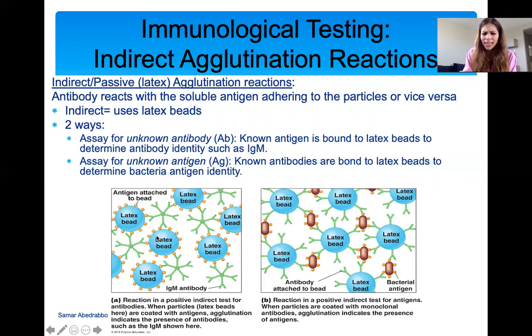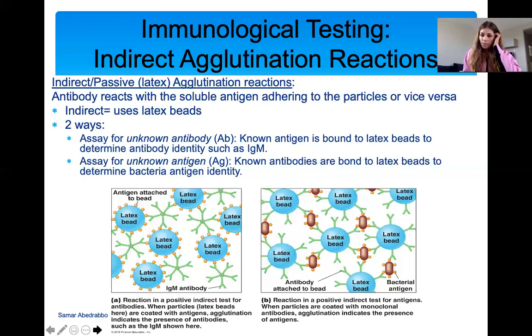So again, here you have the antigen or the antibody bound to latex beads, and the latex beads help you see the reaction stronger. So when we see latex beads, that's considered an indirect agglutination reaction, whereas the one with no latex beads, where the antigen binds the antibody and you get clumping, that's considered a direct agglutination reaction.